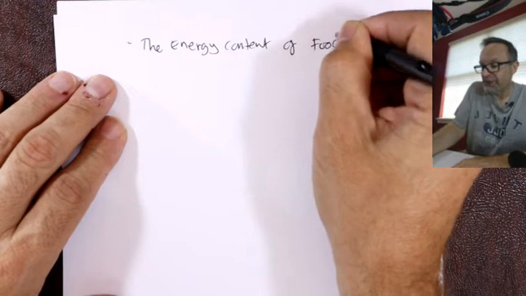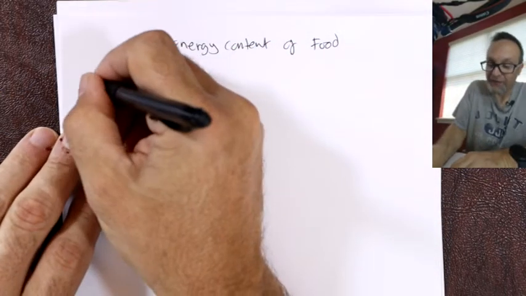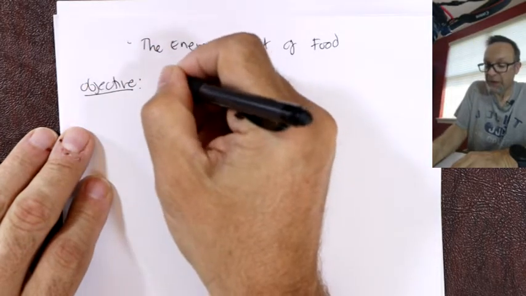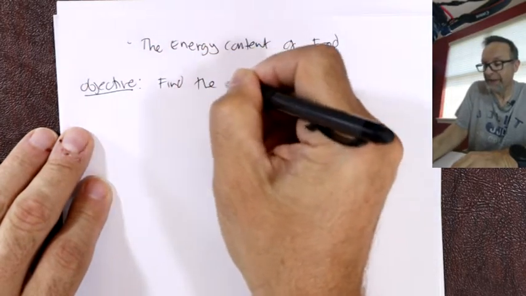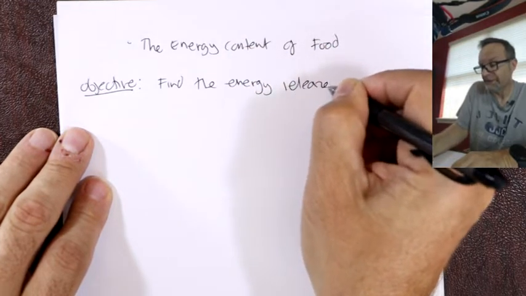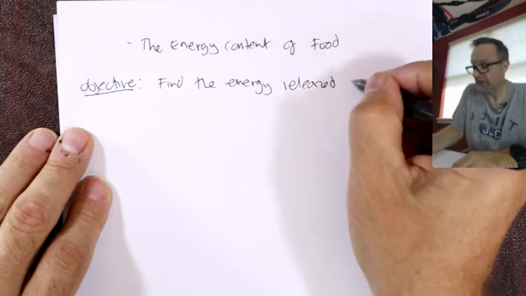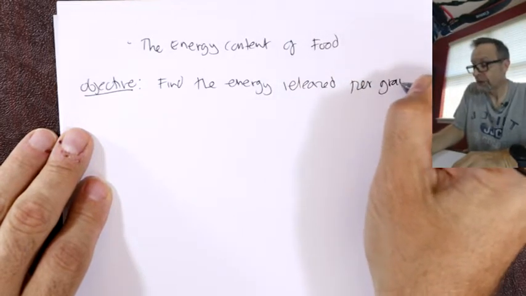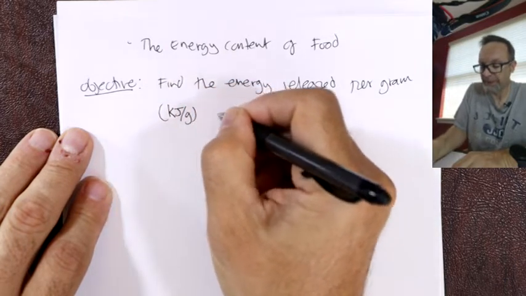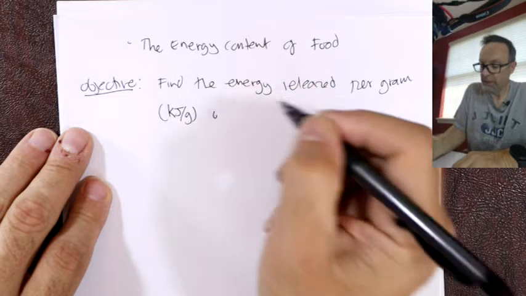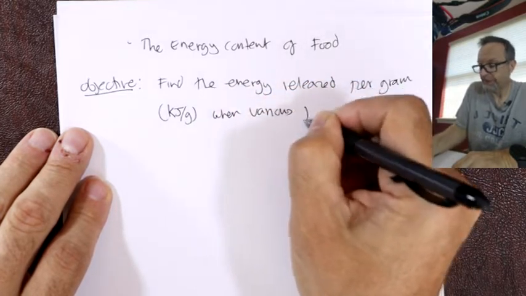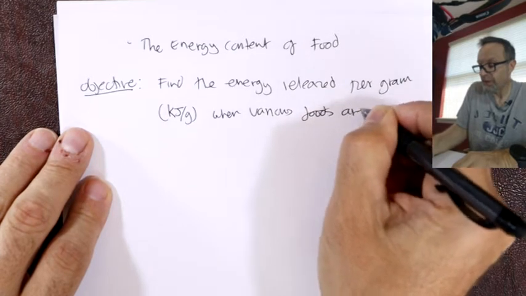So, the energy content of food. The objective: find the energy released per gram. That's going to be in units of kilojoule per gram when various foods are burnt.